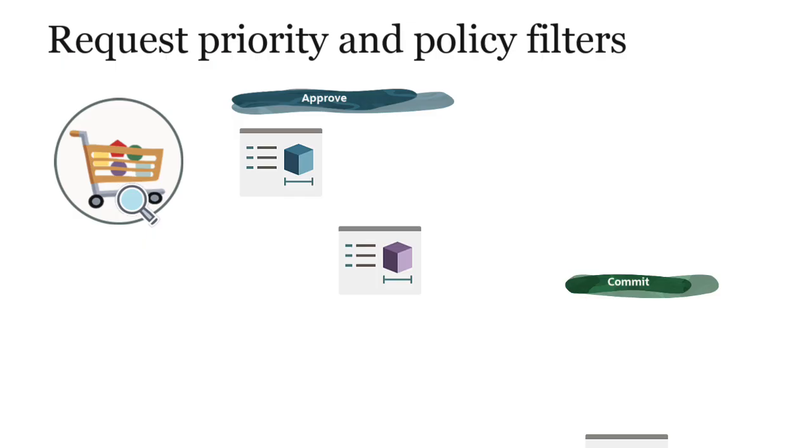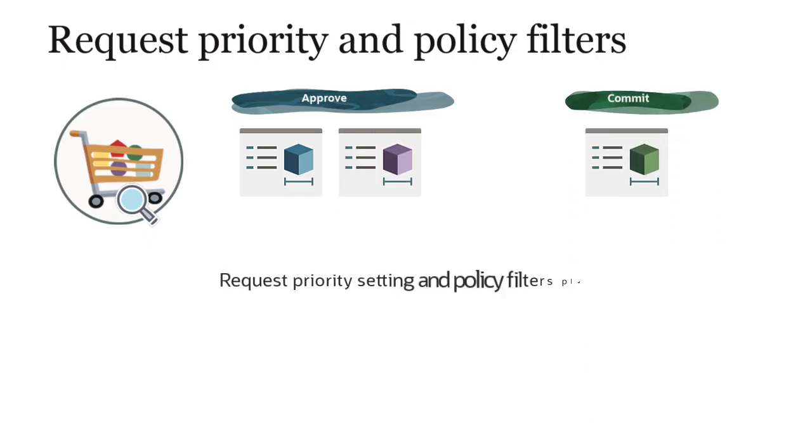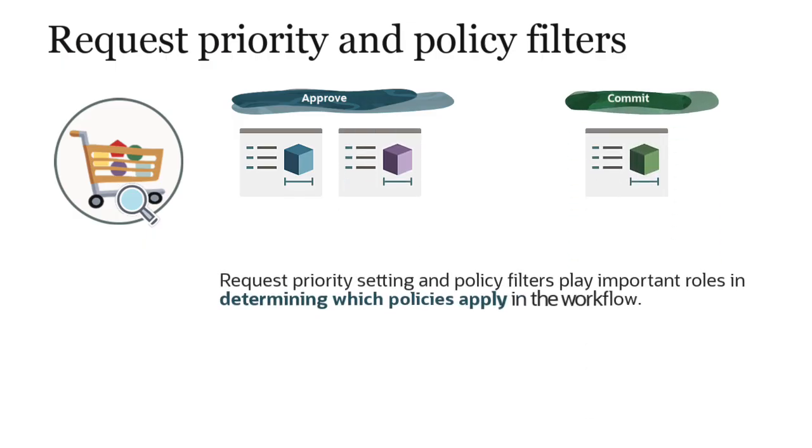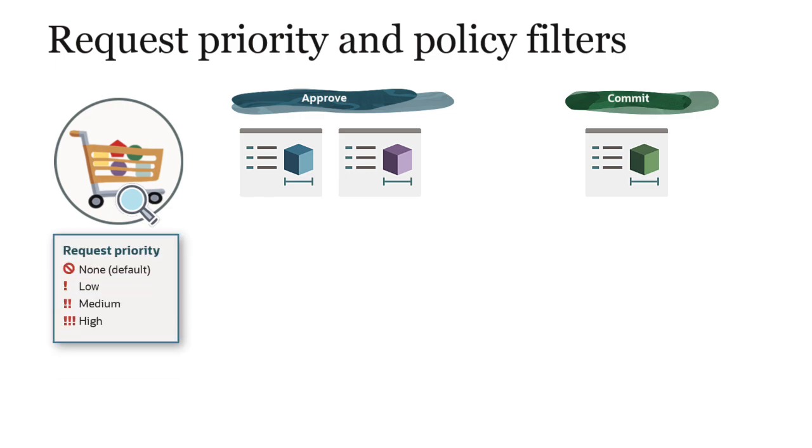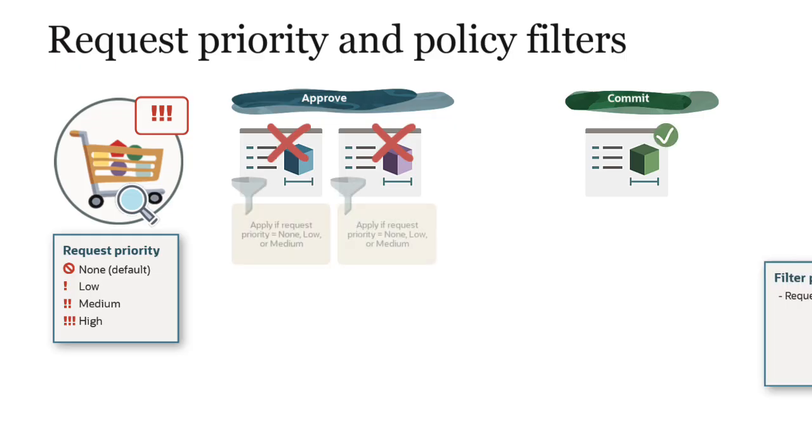In addition to the request content, the request priority setting and policy filters play important roles in determining which policies apply in the workflow. You can set a request priority of low, medium, or high. For example, a request with no priority setting may trigger 2 approval policies and a commit policy, but the same request with a high priority may skip the approval policies and only require the commit policy based on policy filters in the approval policies.